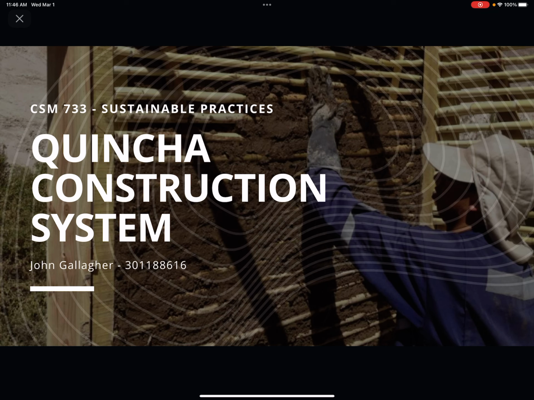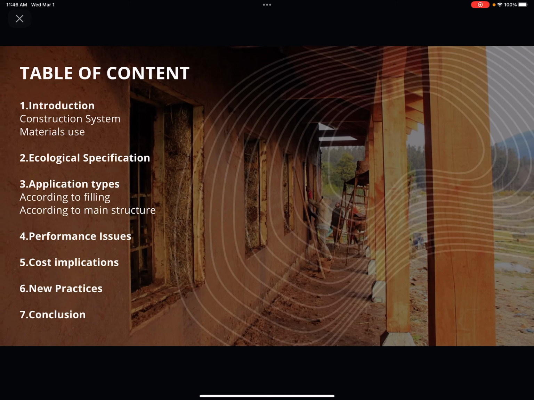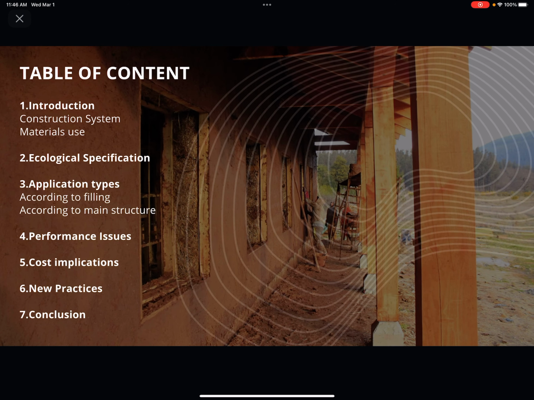311-88-616. This is the assignment 1 for sustainable practices, and the topic I chose was the Quincha construction system. This is the table of contents, so I'm going to talk about the introduction, the ecological specifications, application types, performance issues, cost implications, new practices, and a conclusion.